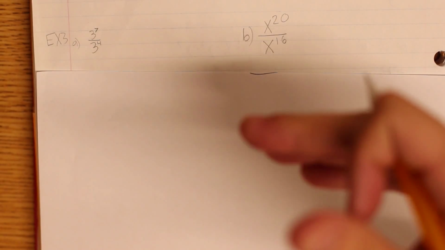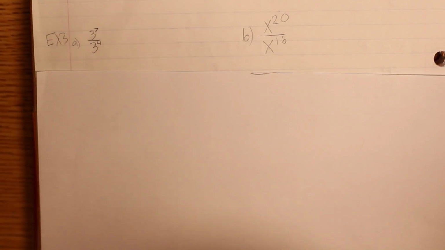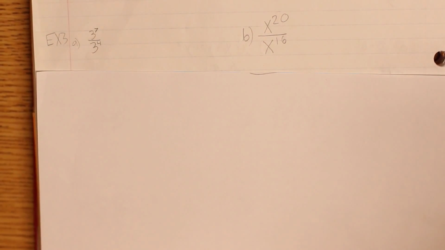Now I'm dividing. What do you think we're going to do when we divide the bases? Think about that. We multiply the bases, we add the exponents. So we divide the bases and we do what to the exponents? Well, you're going to end up subtracting.